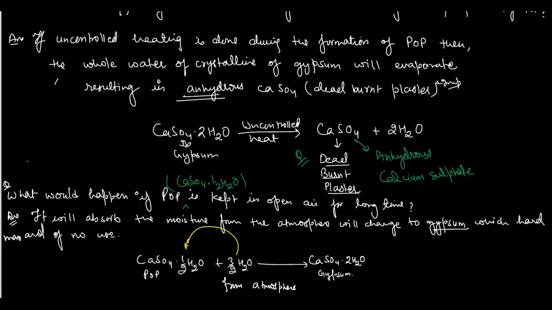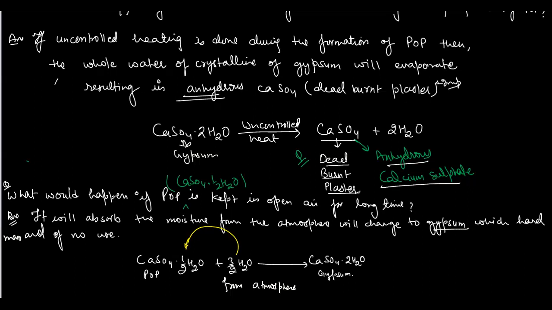Yes, sir. Okay, so the reaction can reverse. The first point is that controlled heating is done. If uncontrolled heating is done, then CaSO4·2H2O, meaning the gypsum's whole water of crystallization, will be removed. The entire 2H2O will be lost, and what remains will be called anhydrous calcium sulfate, which we call dead burnt plaster.